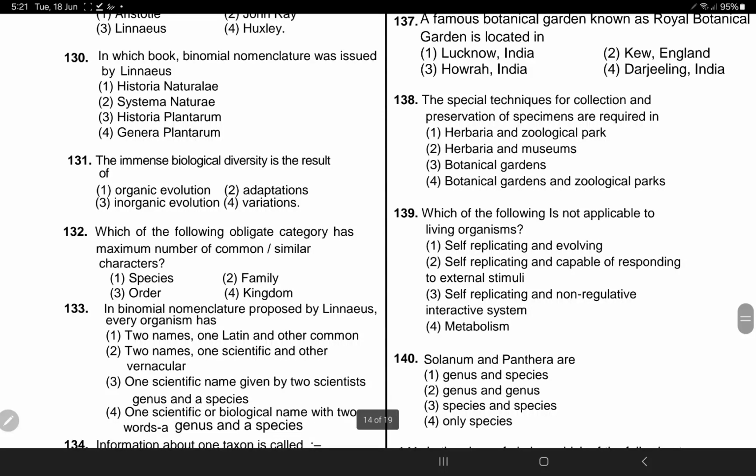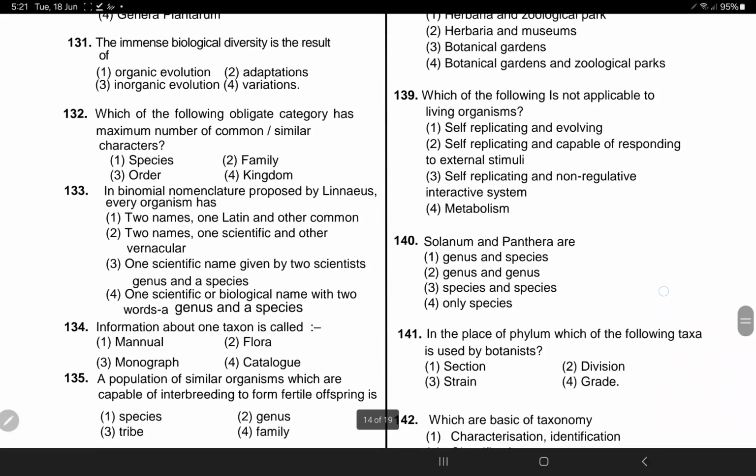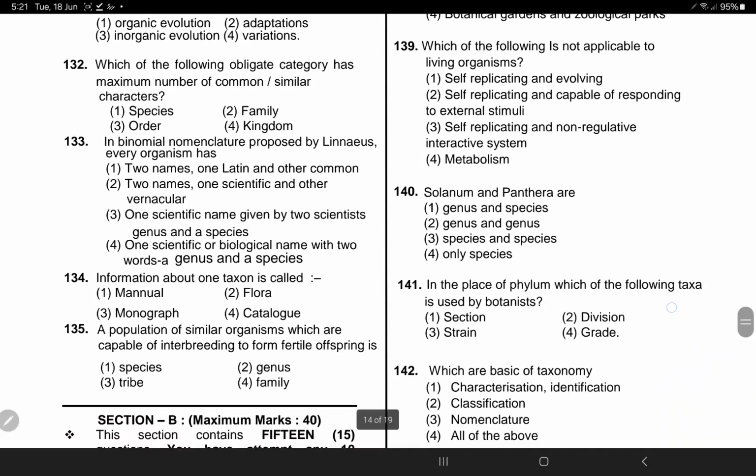Which of the following is not applicable to the living organisms? The correct answer is self-replicating and non-regulative. Those are regulative interactive system. Solanum and Panthera are genus and genus. Option 2 is correct. In the place of phylum, which of the following taxa is used by the botanist? Division. Option 2 is correct.